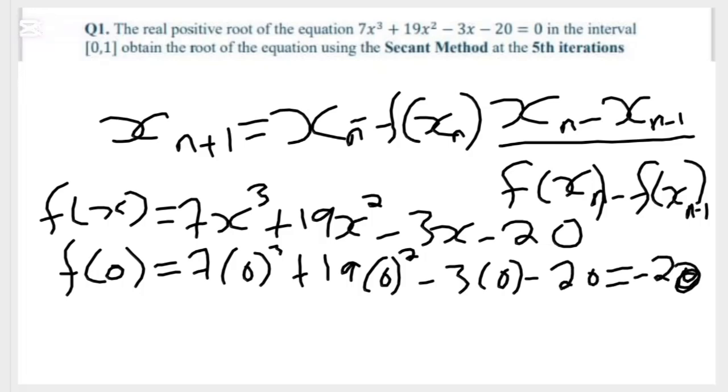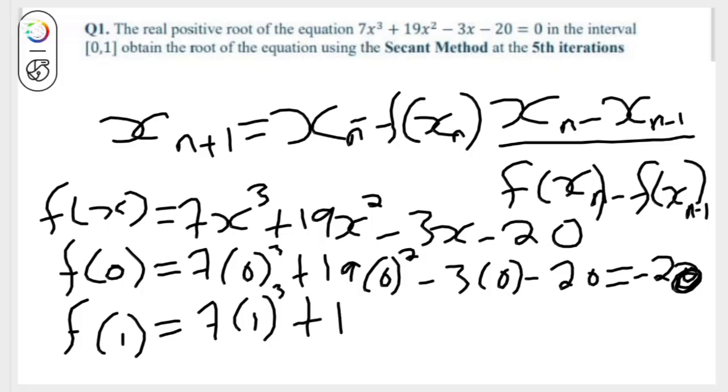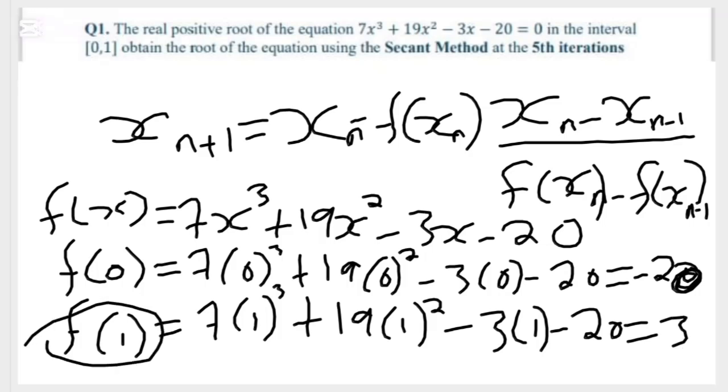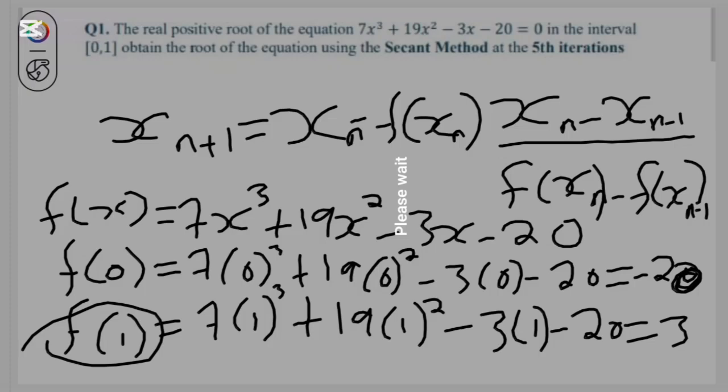So this negative 20 is for the function of 0, which is f of 0. Therefore the function of 1, which is f of 1, if I insert 1, what am I going to get? I'll have plus 19 times 1 squared minus 3 multiplied by 1 minus 20. So I'll get 3. Therefore f of 1 is 3. So you have to take note of that.